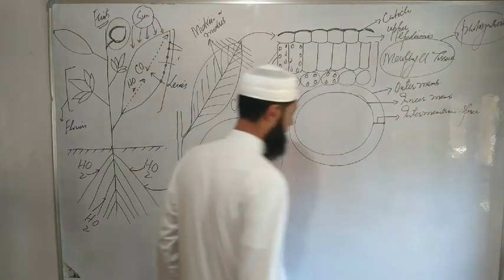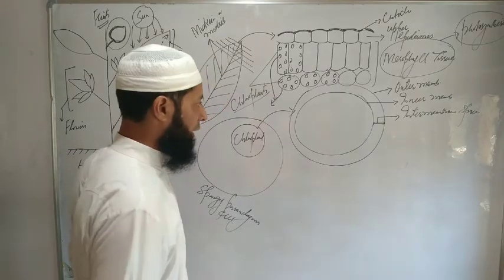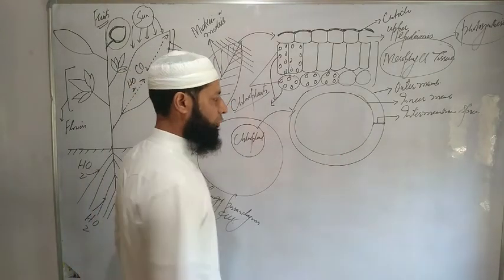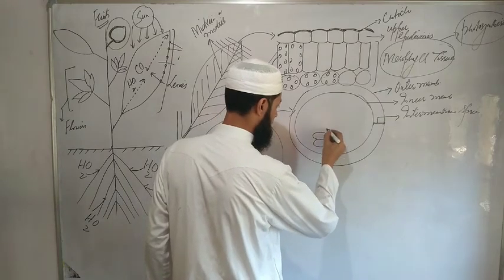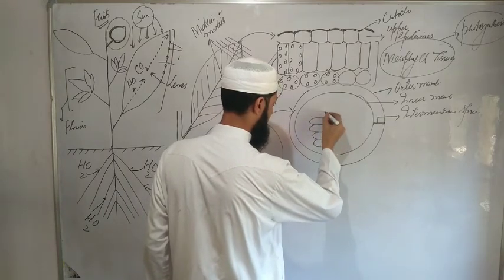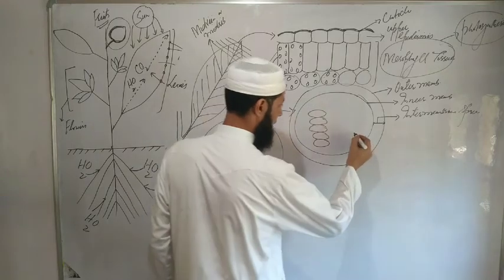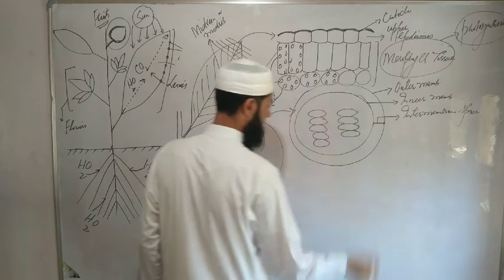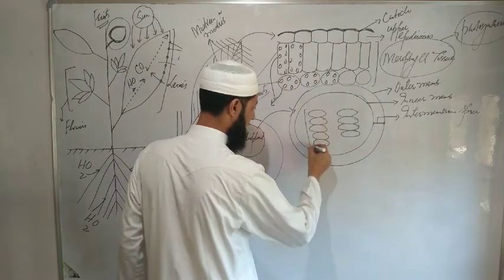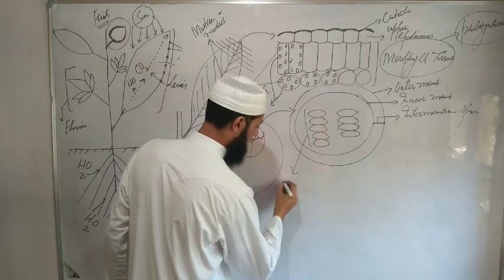Intermembrane space. Then inside this intermembrane space you have stacks of piles of coins. This is one stack of piles of coins. It's called granum.